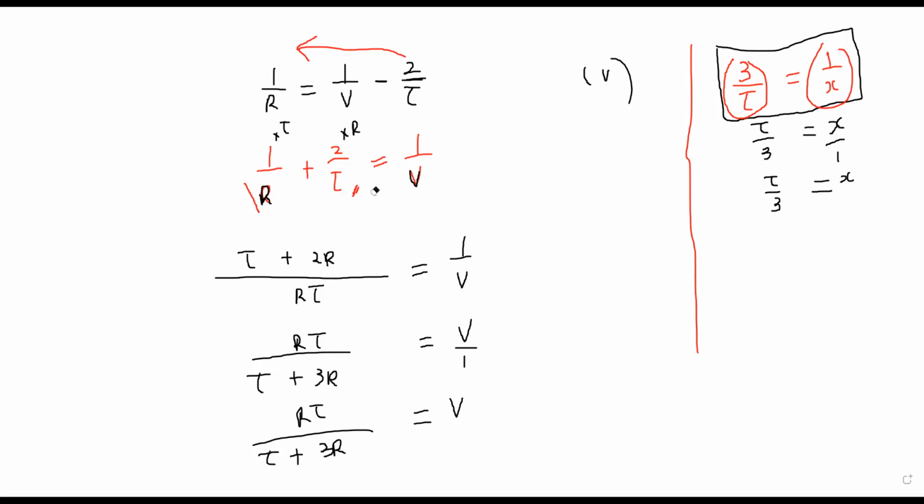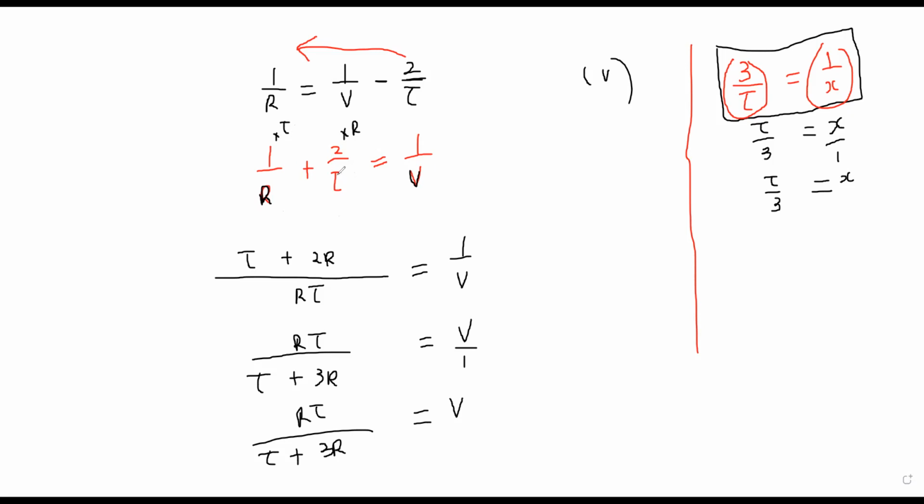The LCM will be RT. Then we divide the LCM into the denominator. RT into R, we get T. We use the T and we multiply by the numerator. T times 1 is T.